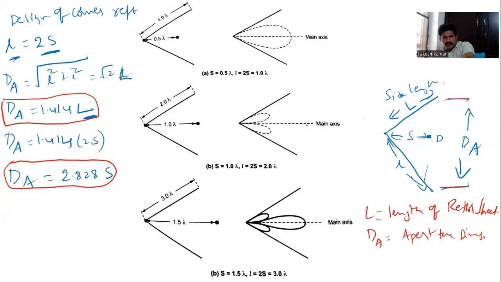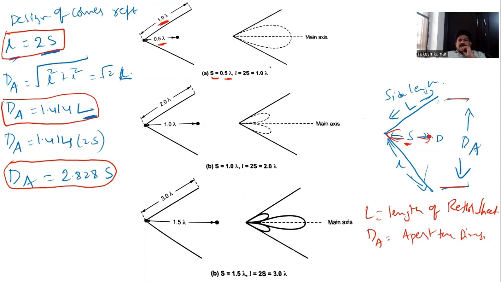So these are the design expressions. L should be selected as 2 times the spacing between the driven element and the vertex. For example, let us consider the spacing is 0.5 lambda. If the spacing is 0.5 lambda, what should be the length? It is 2 times, 2 into 0.5, equal to 1.